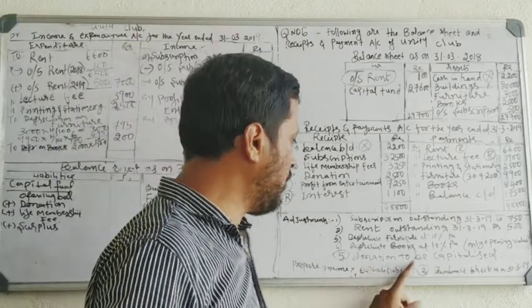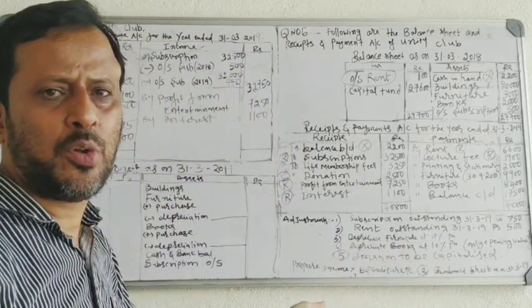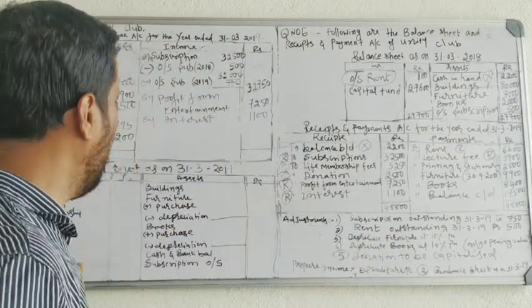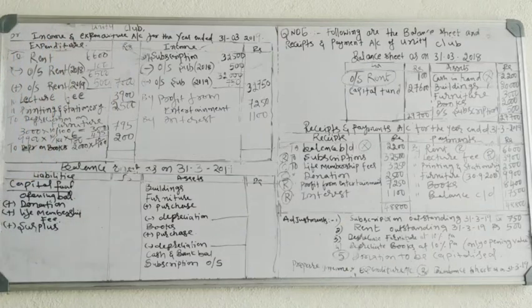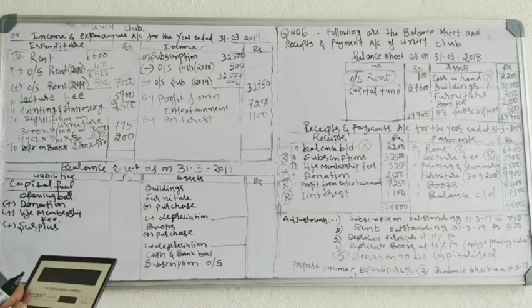Last adjustment, donation to be capitalized. Donation to be capitalized means donation is a capital receipt, you have to record it in the balance sheet. Okay, so we have completed the income and expenditure account. Let's see which side is more.